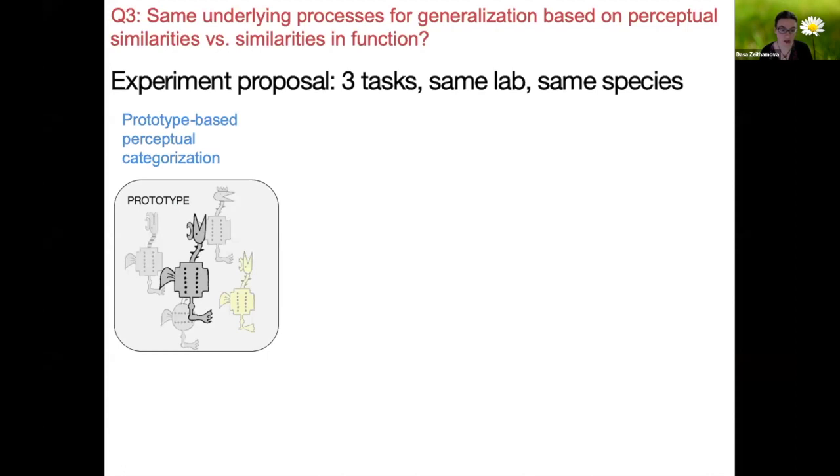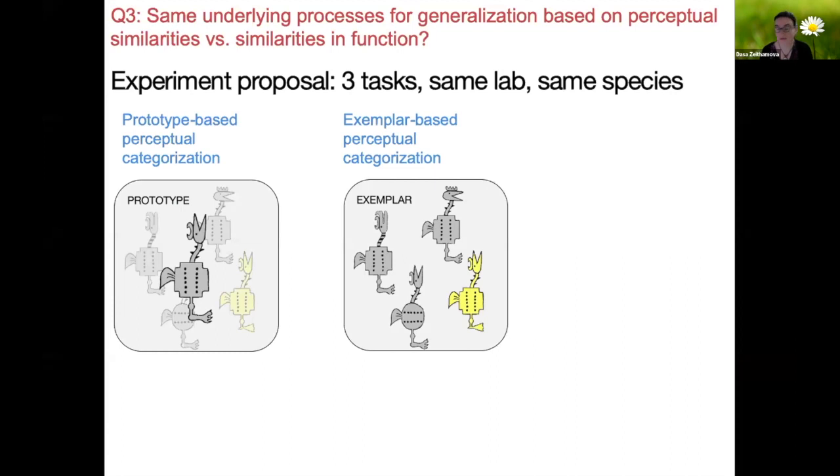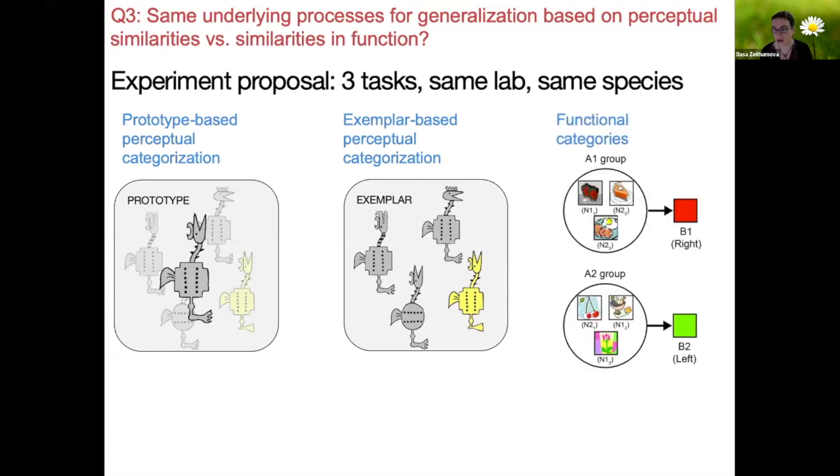We need to run a perceptual categorization task, which we know biases people towards a prototype strategy. Another version of a very similar perceptual categorization task, but one that we know biases people towards an exemplar strategy, and then run the functional categories task. And we need to run this obviously in the same species, so we can all look at the same regions at the same time. I would of course run the fMRI in humans.